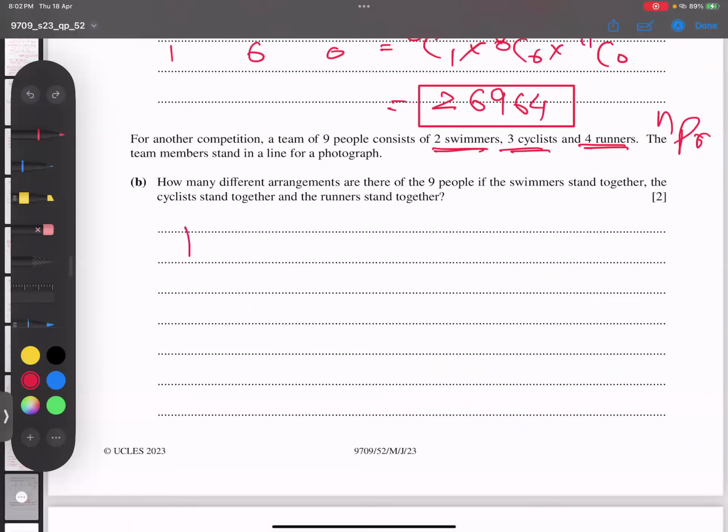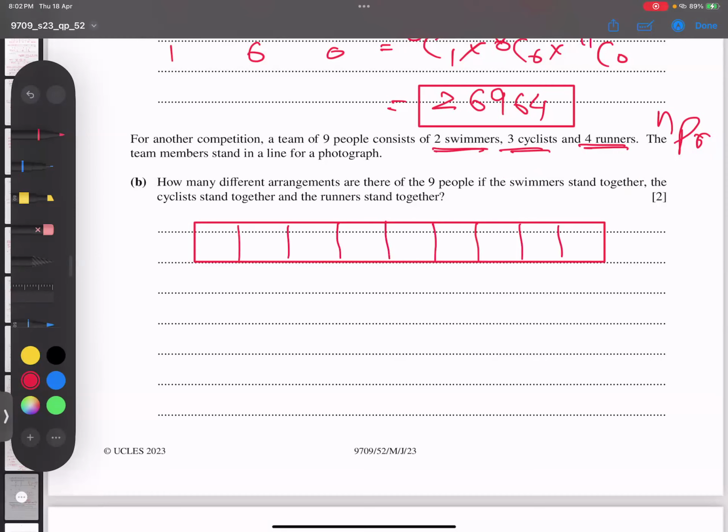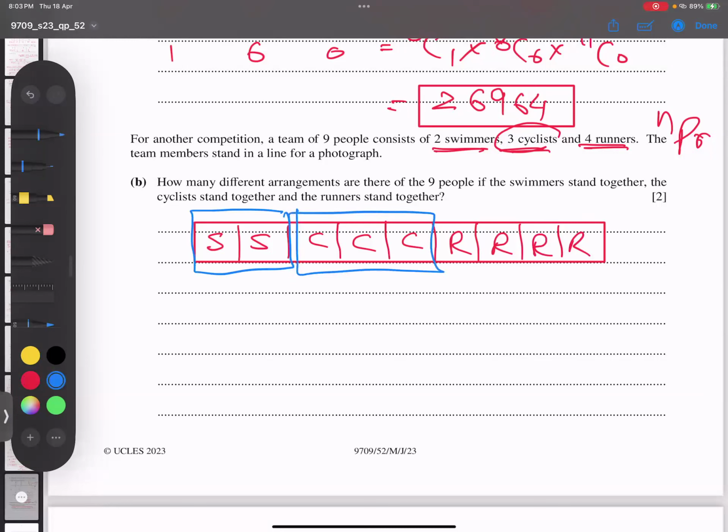Okay. Let me make 9 people. Look here, 1, 2, 3, 4, 5, 6, 7, 8, 9 boxes. So the 2 swimmers are together. Swimmer and swimmer I make together. Then 3 cyclists, and cyclists all stand together. Cyclist, cyclist, and cyclist. And runners also together. Runner, R, R, R. So this is a block, another block, and this is another block. And these blocks can move.